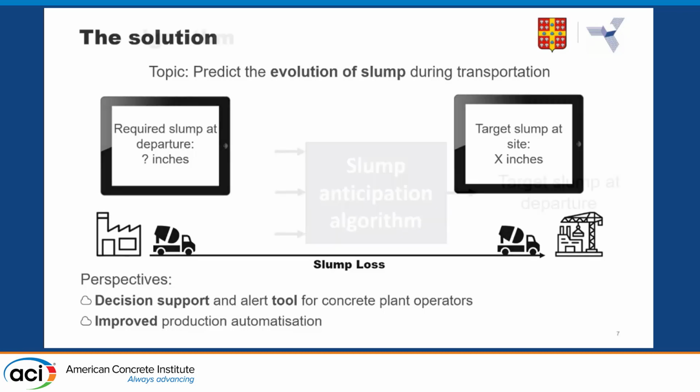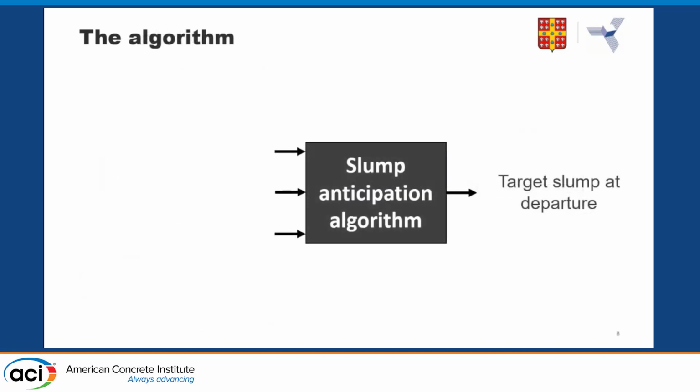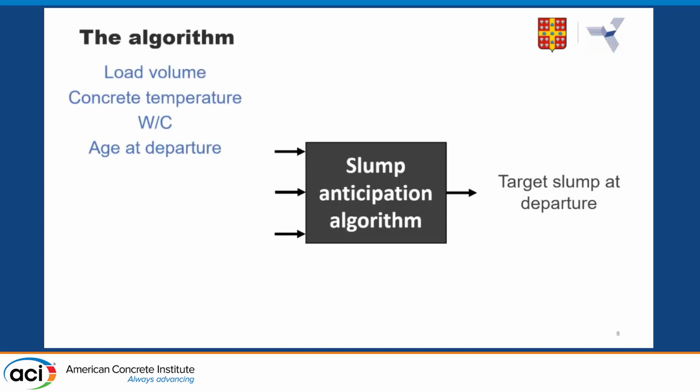So now let's focus on our algorithm. As you can notice on that slide, I called it a slump anticipation algorithm because we want the slump at the plant. That's my output: what would be the target slump at departure based on many different inputs. For that study, I added the load volume, the concrete temperature, water cement ratio, age at departure, and slump at arrival. Based on past data, this is what the system measured, but if we want to use that model in real life, that would be my target slump at arrival.